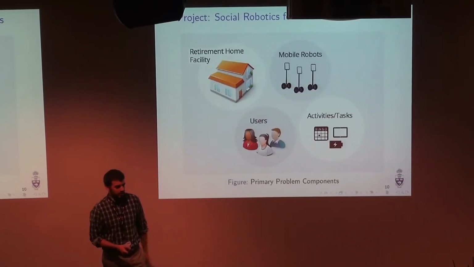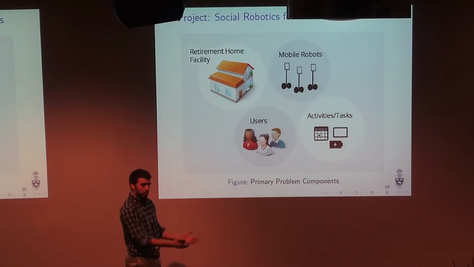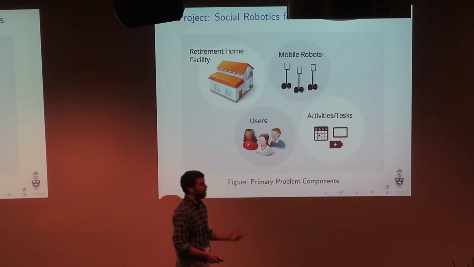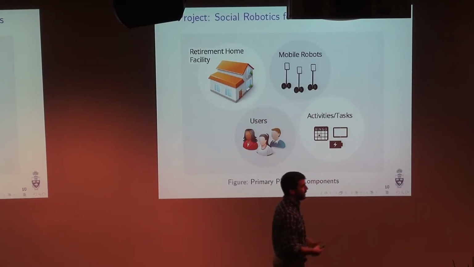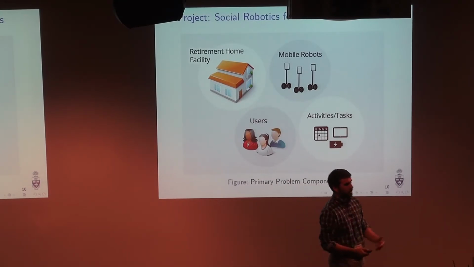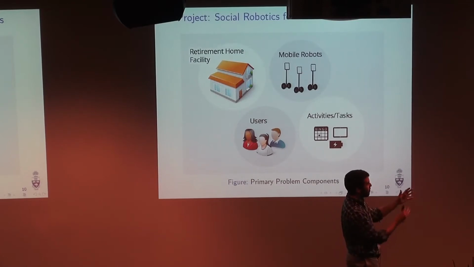All right, so let's put some graphics in there, a little bit less text. We have four primary problem components. The first is the retirement home facility itself, the second is the users. Then we have a set of available activities and tasks. And last but not least, we have our mobile robot team. They look kind of funny, but they're actually starting to sell robots that look like that, so that's why I put that there.